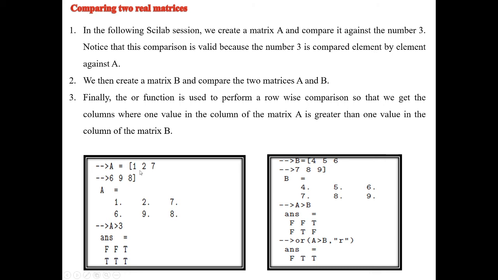We have the values. A matrix will have 2 rows, 3 columns: 1 2 7, 6 9 8. This matrix is going to be compared with the value 3. So how will it check? This 3 will be taken with the first row element first, and it will check whether it is greater than 1 or not. No, it is false. That is why it is false. So like that it can be compared.